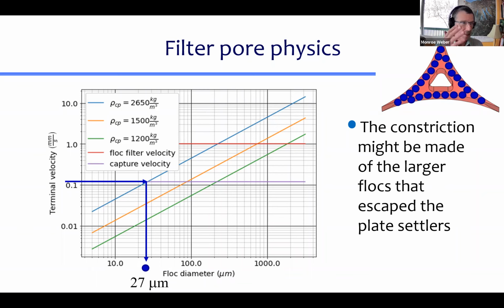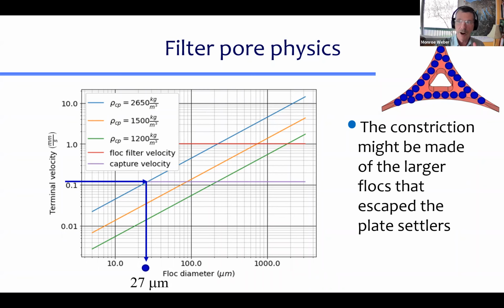And of course, the clay might start out as a few micrometers in diameter. So it's a whole bunch of clay, nonetheless, inside this flock. And a hypothesis, and I'm at the edge of knowledge here, I don't actually know, but maybe these constrictions that are made up in the filter are made up primarily by the larger flocks that are making it out of the plate settlers and into the filter.